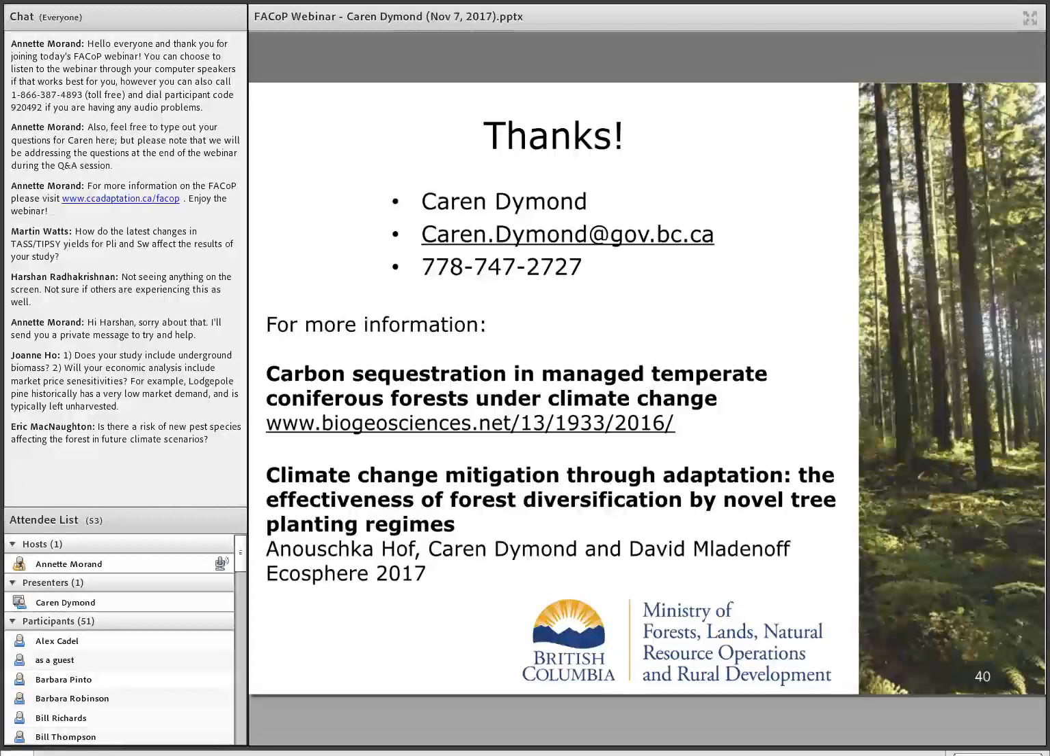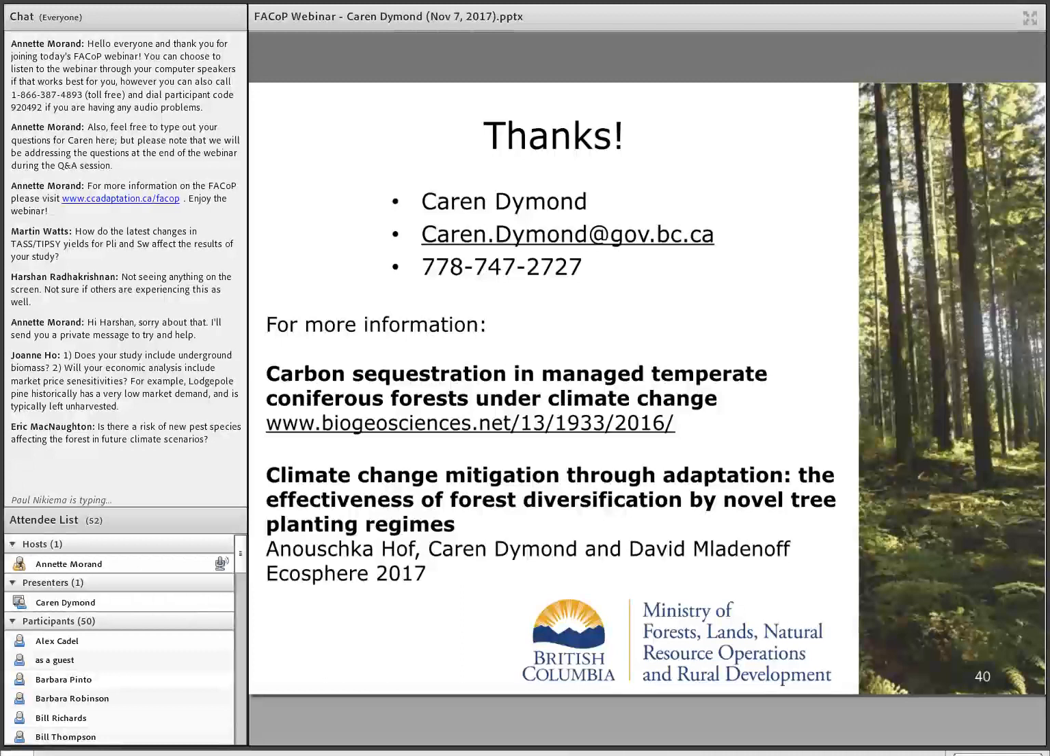Yes, this study includes underground biomass, coarse woody debris, forest floor, and soil carbon. The economic analysis will include market prices. It's not typically left unharvested in British Columbia. Well, maybe historically pre-beetle, but because it is a lower value log than spruce and Douglas fir. So yes, some of those sorts of things will be taken into account.